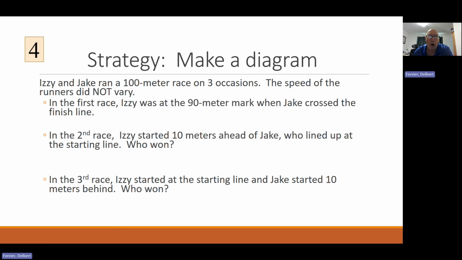All right, problem 4, diagrams. I have to be honest with you, I am probably the world's worst artist. So we're going to go ahead and approach a race here. We've got Izzy and Jake, and they're running a 100-meter race. And we've got 3 particular sets.